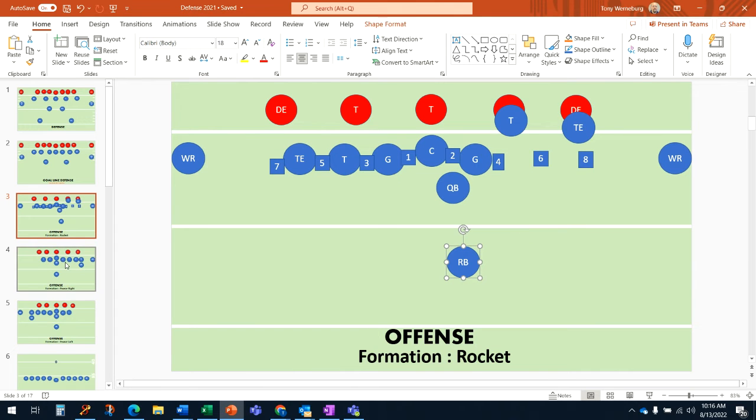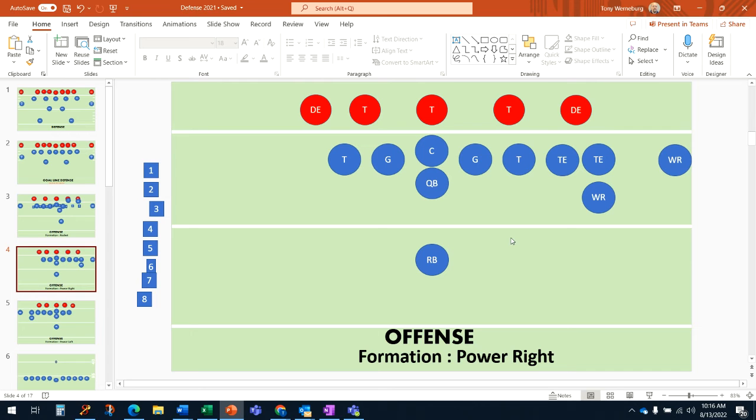Let's go ahead and take a look at a new formation. This new formation is called power. Power is going to indicate that we are going to overload one side of the ball, meaning that that side of the ball is going to have more offensive players than defensive players. So we should have an advantage when it comes to blocking. Okay, that's the reason that we would do this.